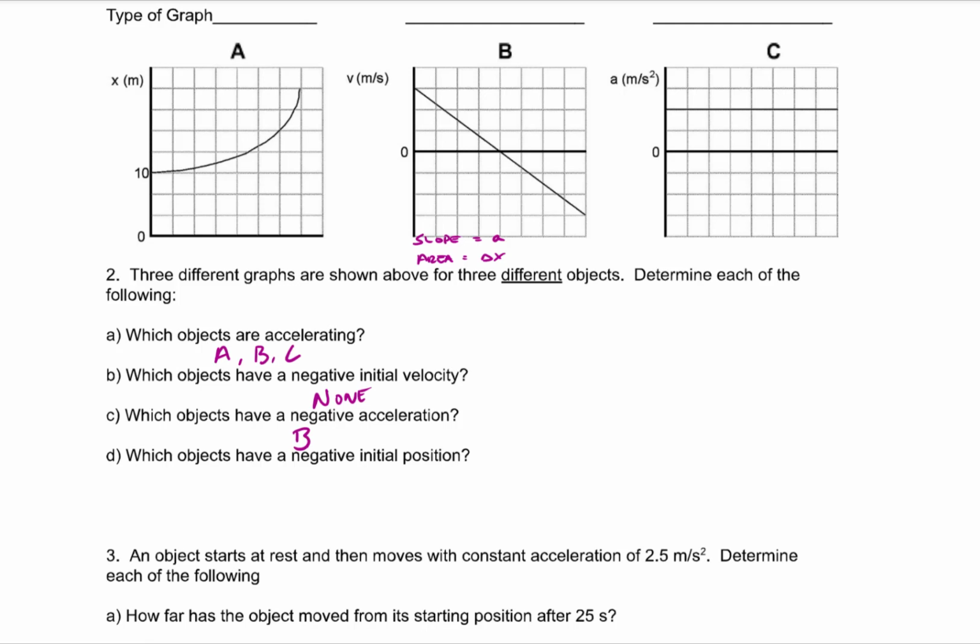Which objects have a negative acceleration? For object A, the slope goes from 0 to positive, which means the velocity goes from 0 to positive, which means the acceleration is positive. Graph B is velocity versus time, so the slope is acceleration. That has a negative slope, so it has a negative acceleration. So object B definitely has a negative acceleration. Object C has a positive acceleration. It says that the acceleration is 2 meters per second squared.